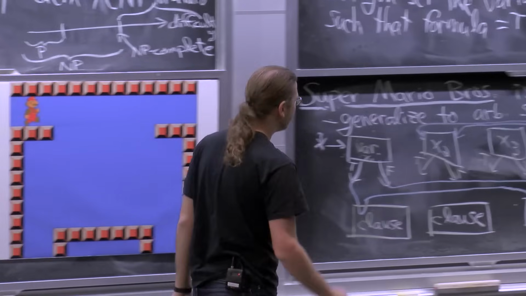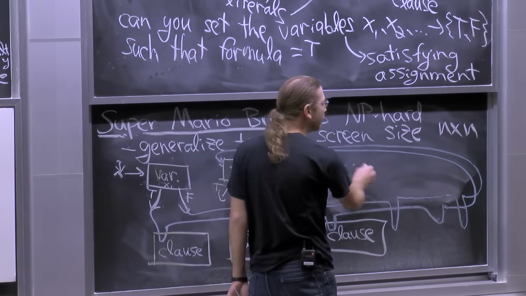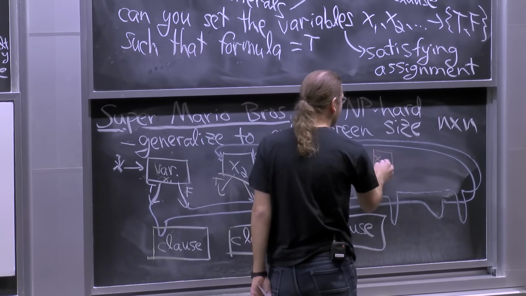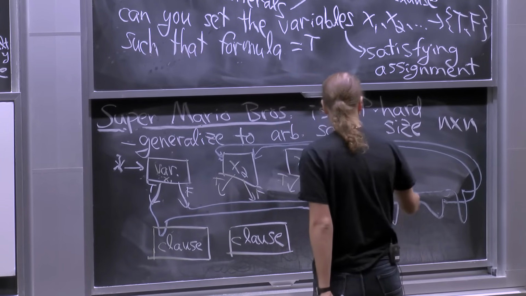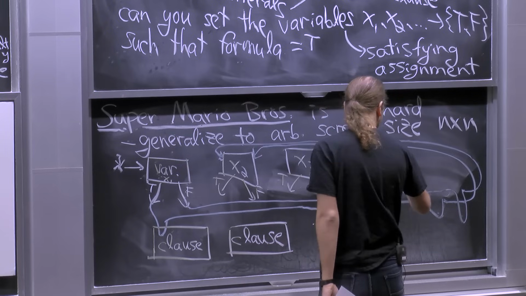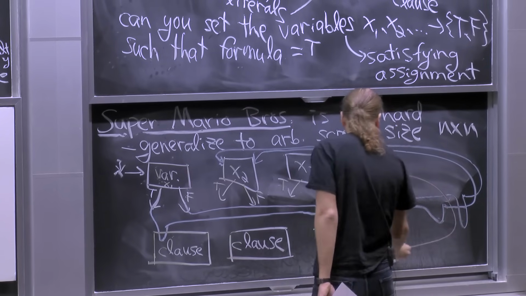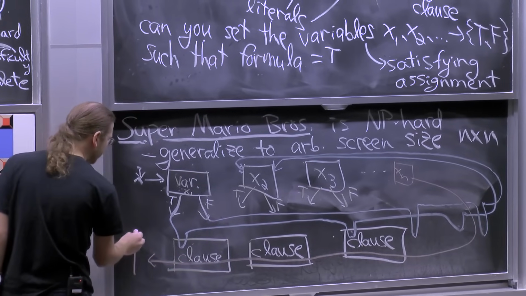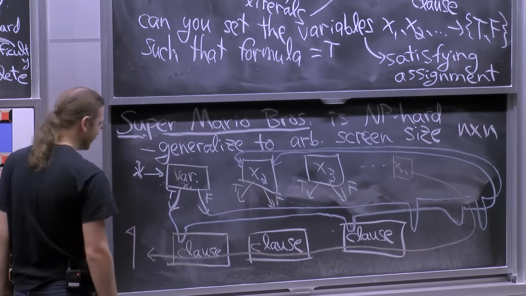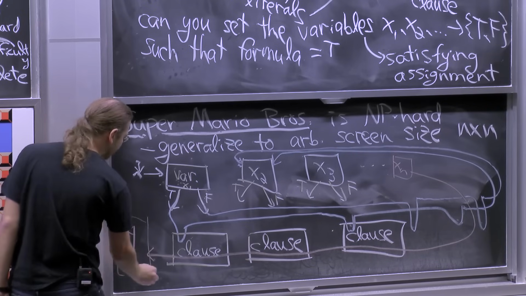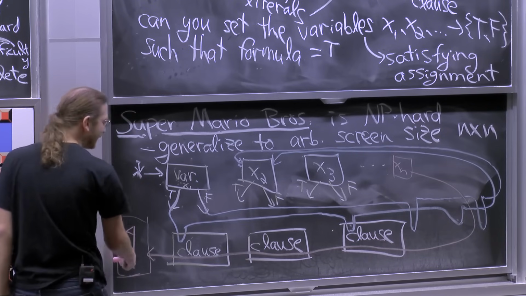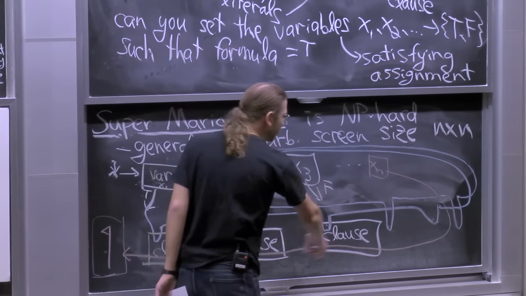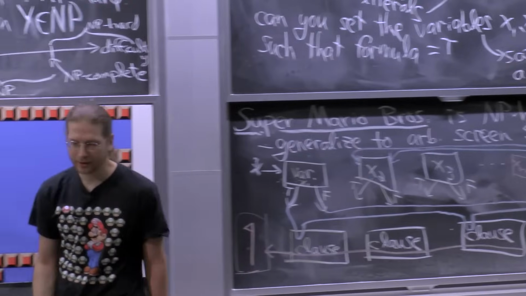And then there's one other aspect, which is after you've set all of the variables, at the very end, after this last variable xn, what we're going to do is go through all the clauses. And then this is the flag. This is where you win the level. Sorry, I drew it backwards. But the goal is for Mario to start here and get to here. In order to do that, you have to be able to traverse through these clauses. So what do the clauses look like?